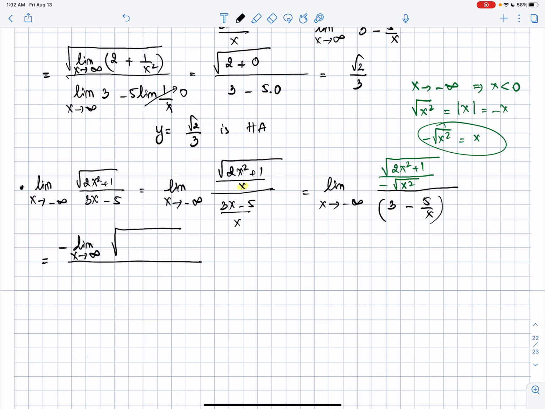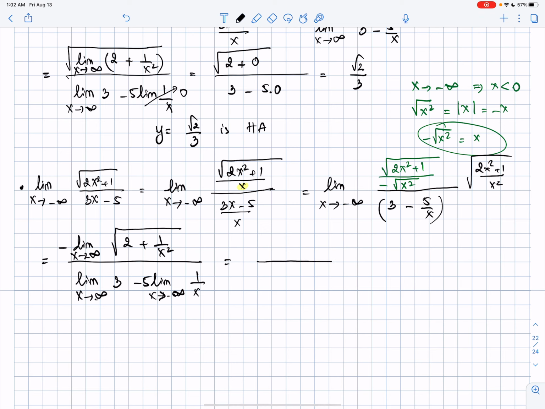So when you divide this, this will become 2x squared plus 1 divided by x squared inside the square root, right? So when you divide this, you get 2 plus 1 over x squared. And in the bottom we have the limit as x approaches negative infinity of 3 minus the limit as x approaches negative infinity of 5 over x. You can pull out the 5 in the front, okay? So that you get 1 over x inside the limit and then 5 in front of the limit.